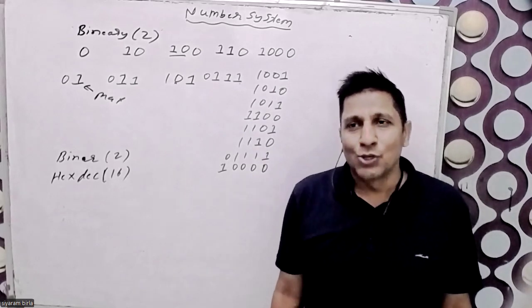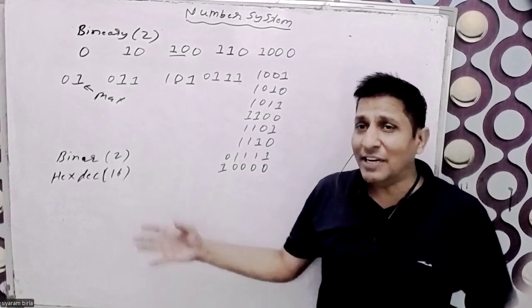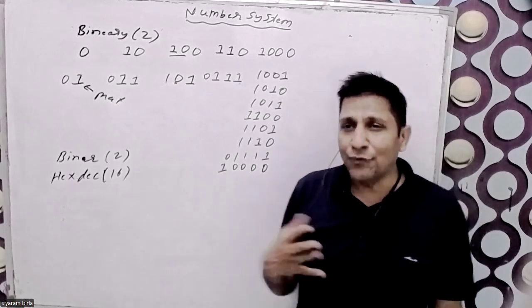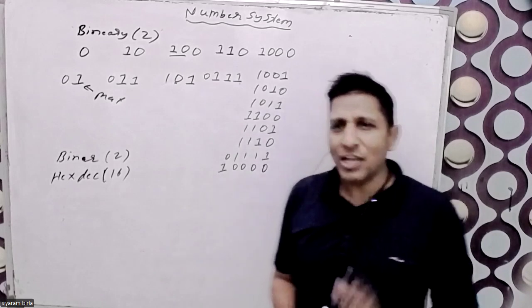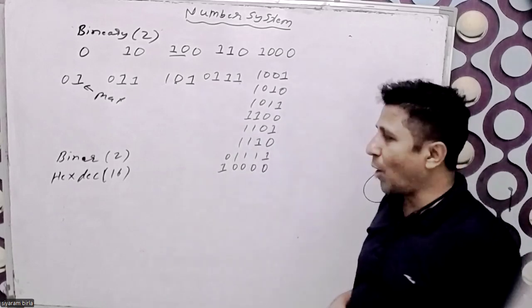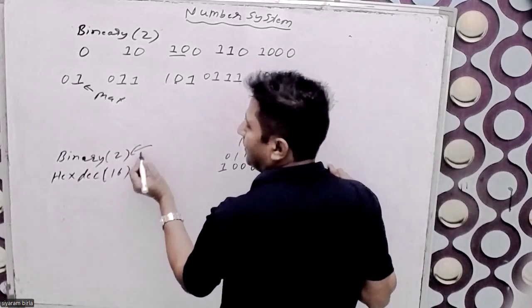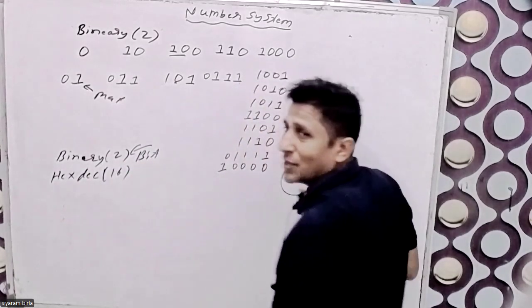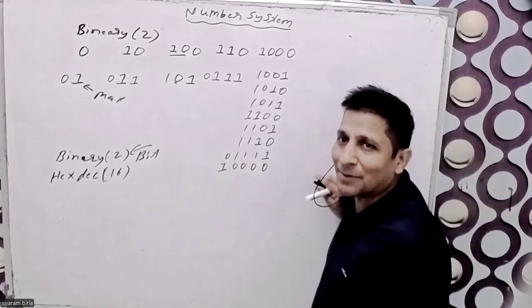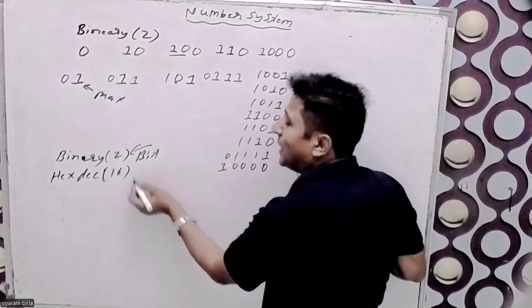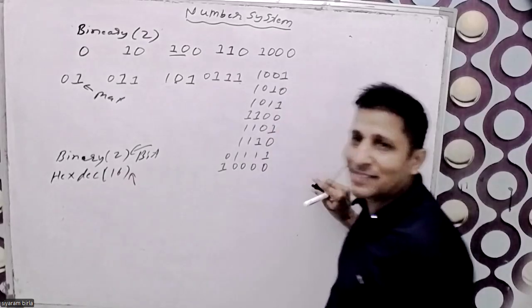Similarly, why do we need this kind of number system? If the number system is small, you use the binary bits, the small number system. If the number system is bigger, you use hexadecimal.